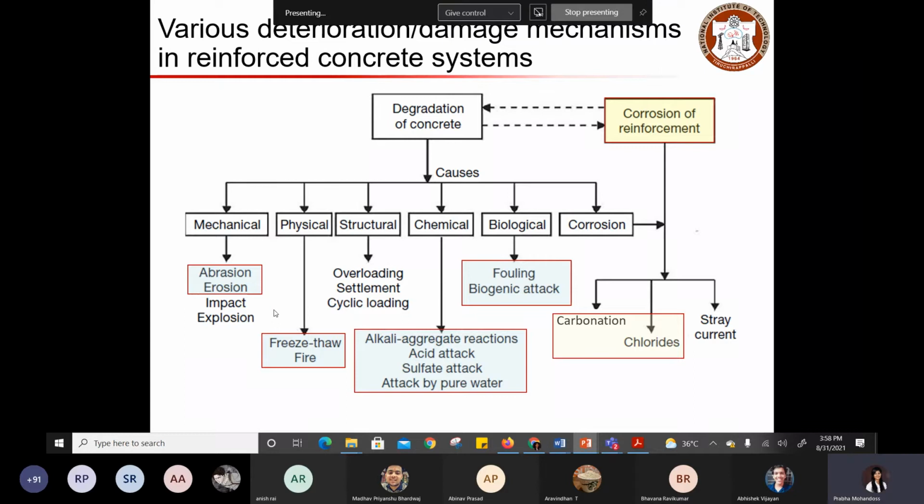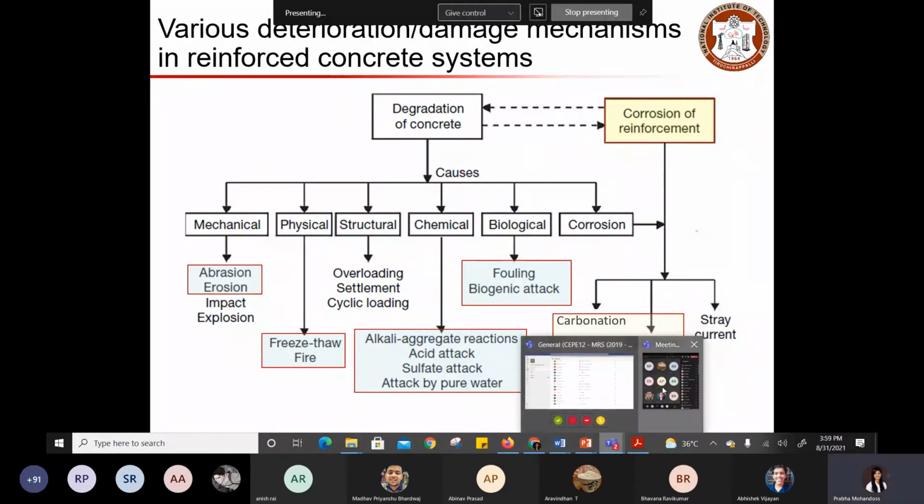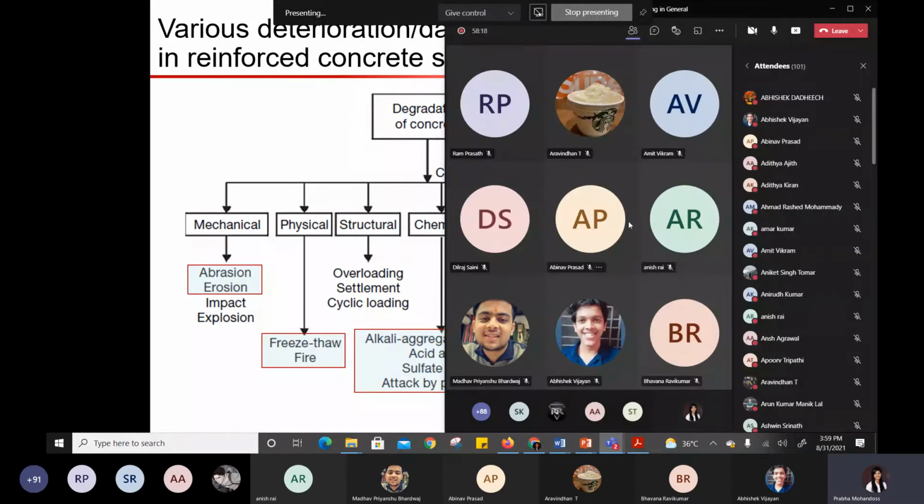So can you tell me, are you familiar with this mechanical degradation? I understand that you are all familiar with chemical degradation and, to some extent, biological degradation. So abrasion and erosion, I don't think so. So you are not that familiar with the mechanical degradation, am I right? If I get a response, that will be helpful to focus on those particular topics. That's why I'm asking you.